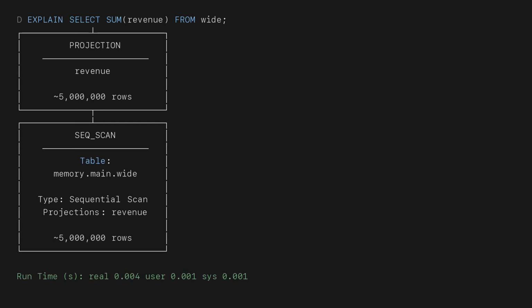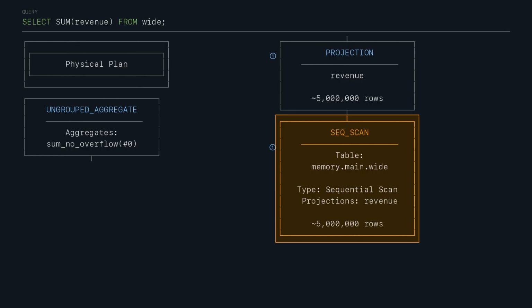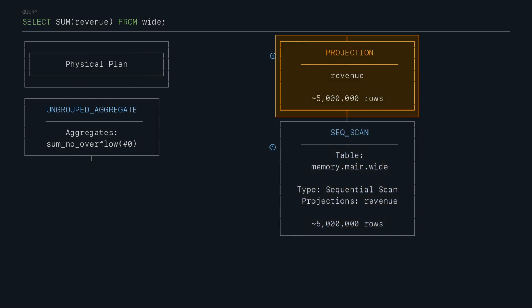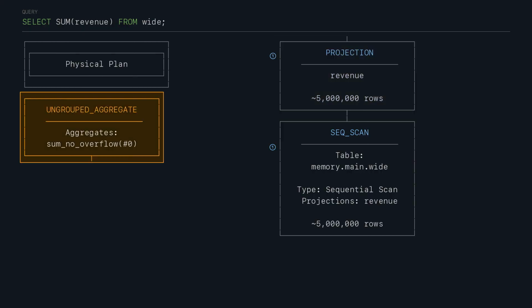Here is plan 1. I will run explain on the wide table sum. Bottom, the sequential scan on wide. Revenue is the only column it passes up. The other 9 are never read. The projection strips each row down to just the revenue value. 5 million values flowing upward. At the top, the ungrouped aggregate, your sum. 5 million values in, 1 result out. That is the simplest plan DuckDB draws.